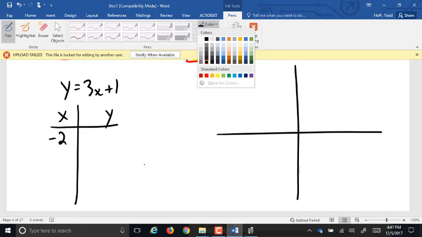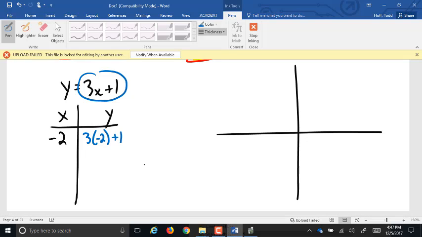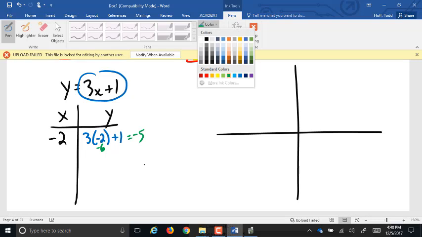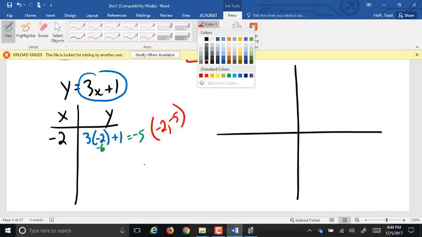If x is -2, we have to figure out what y is. Well, y is equal to 3 times x plus 1. So that'd be 3 times the -2 plus 1. 3 times -2 is -6. -6 plus 1 is -5. So that gives us the ordered pair when x is -2, y is -5.